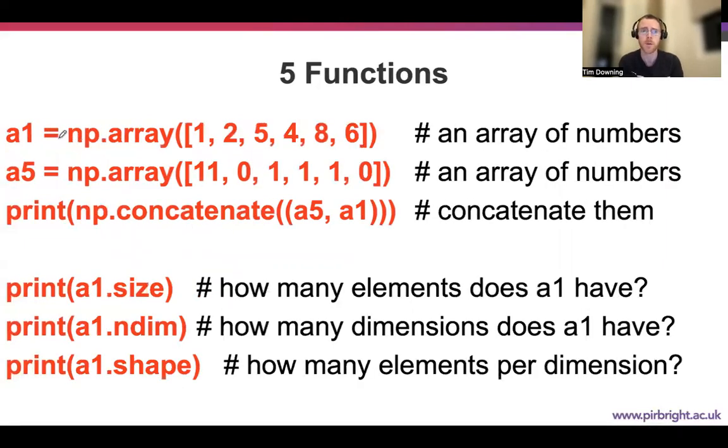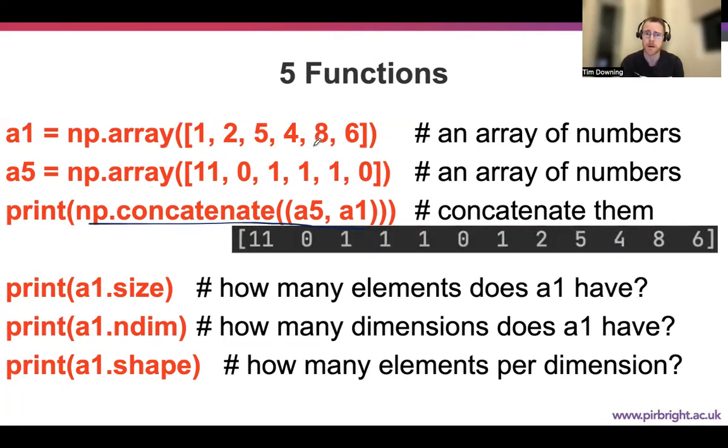Other functions. So we have an initial variable called A1, another one called A5. We can concatenate them together. So this will create a vector 1, 2, 5, 5, 4, 8, 6, 11, 0, 1, 1, 1, 0. All those 12 elements together. We can ask then, how many elements does this new A1 have? How many dimensions does it have? And importantly, how many elements per dimension? Because Python can do multi-dimensional arrays, these questions become more pertinent to understand how complex our particular data set is.